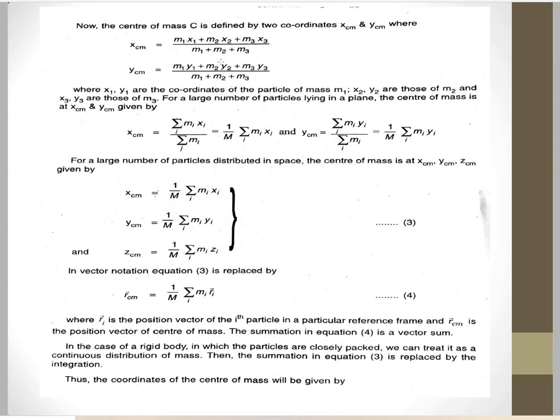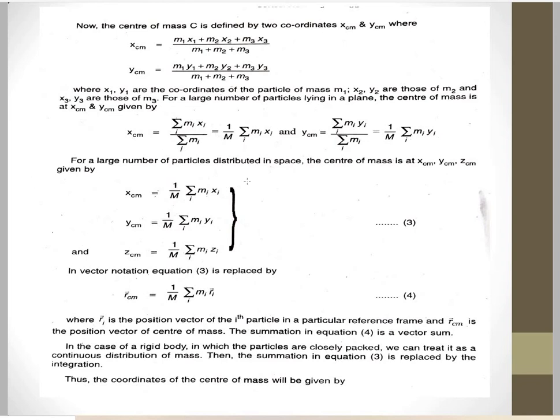What is m1 plus m2 plus m3? It is the total mass of the system. So here sum over mi is the total mass and it can be replaced by the capital letter M. So XCM can be written as 1 by capital M sum over mi xi. And YCM can be written as sum over mi yi divided by sum over mi. So sum over mi is given by capital M. So 1 over M into sum over mi into yi.